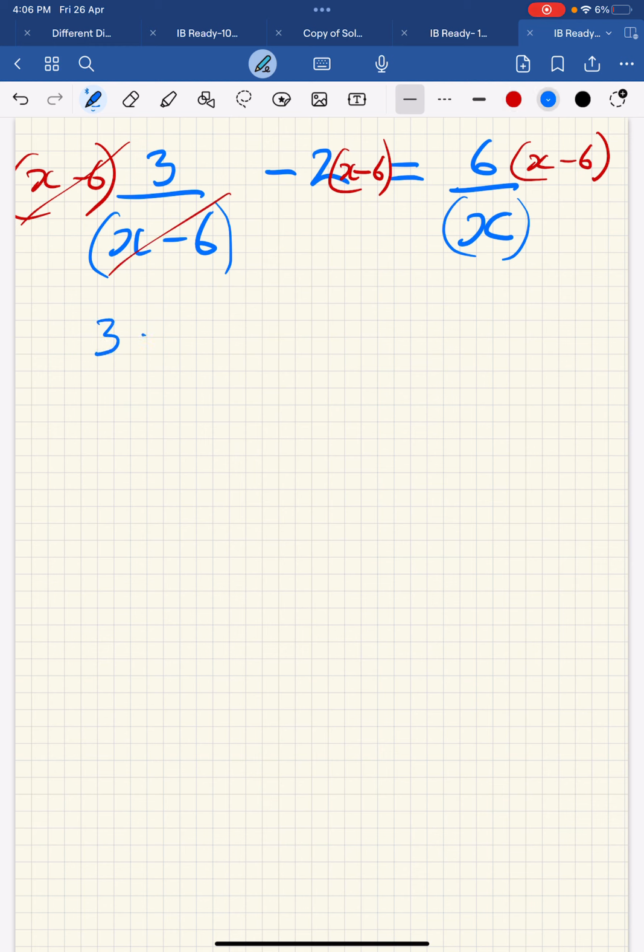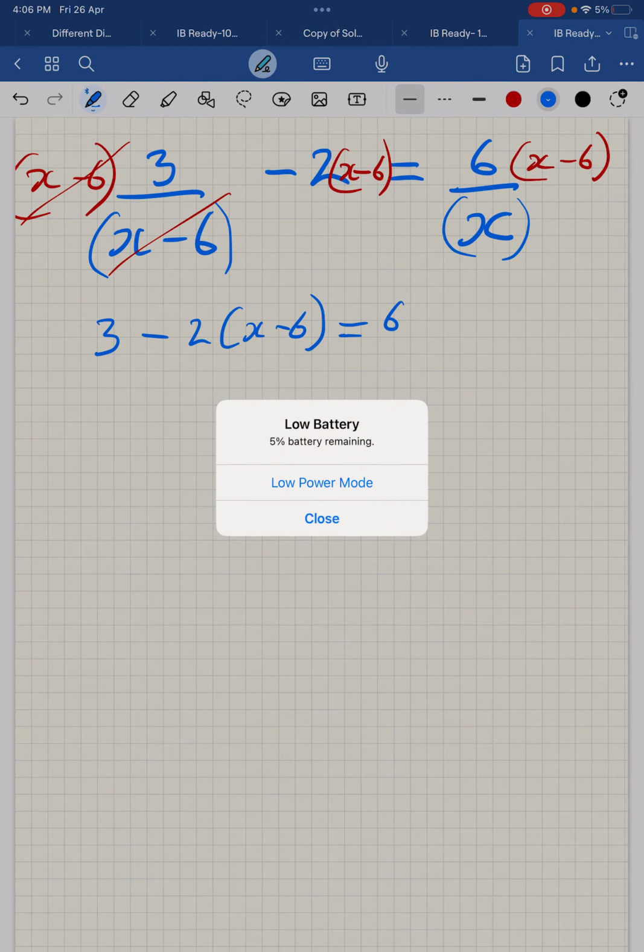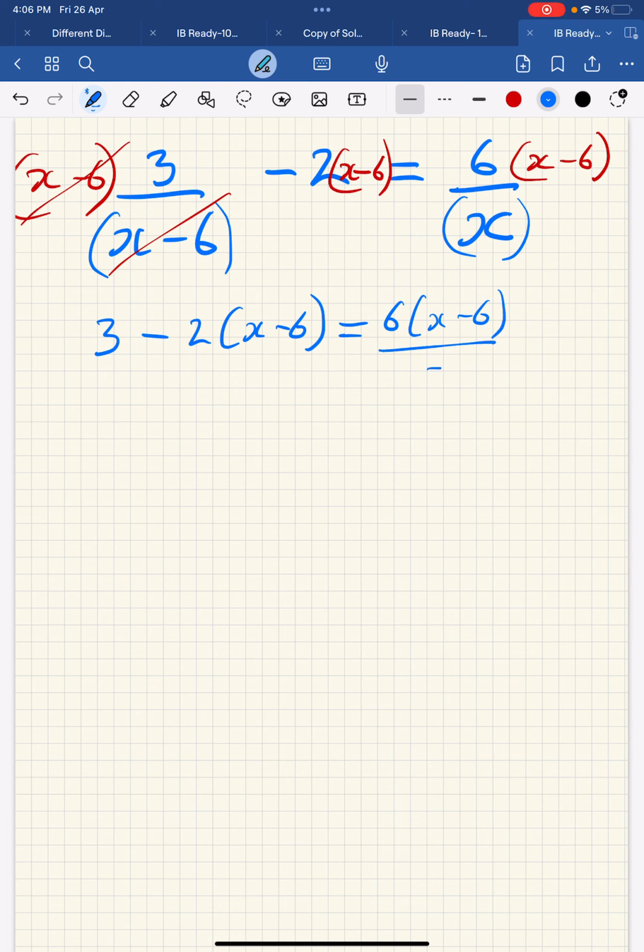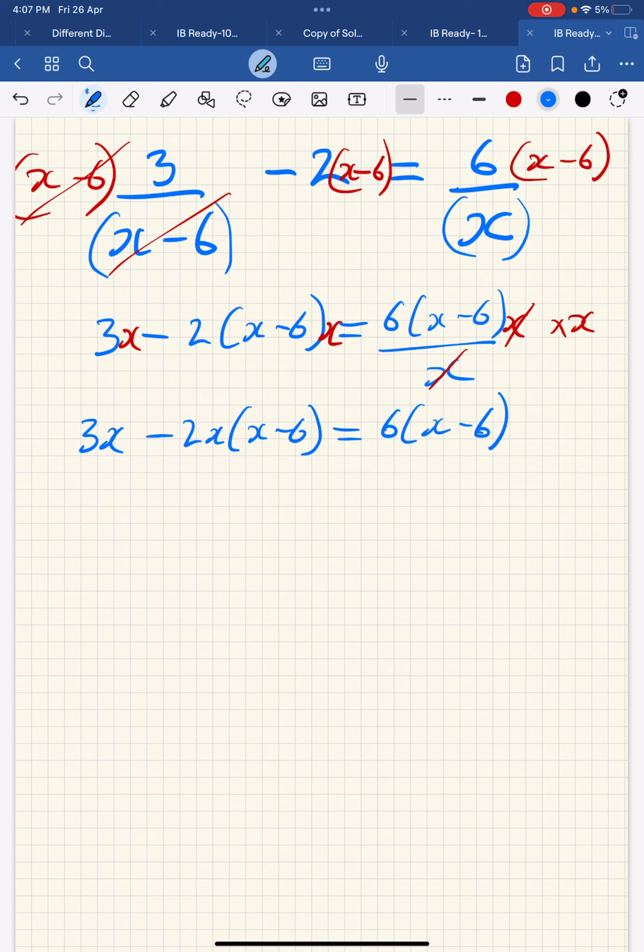So this is 3 minus 2 times x minus 6 equals 6 times x minus 6, over x. Stage 1 done. Now get rid of this x by times by x. So this times is x, this x, and there's an x here, and that cancels out. So we've got nicely 3x minus 2x times x minus 6 equals 6 times x minus 6. Beautiful. Let's go ahead and expand. This is 3x here, this is minus 2x squared plus 12x over here, 6x minus 36.